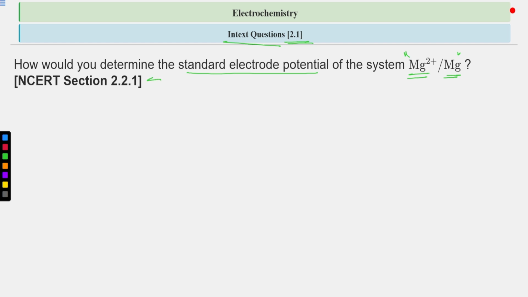Okay, so we solve this question using the NCERT subsection 2.2.1. And before that, you have some time. You can go through it, try to solve it, analyze it, and then we can see the correct answer.